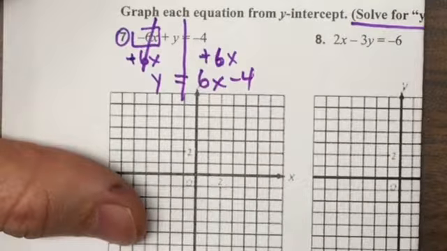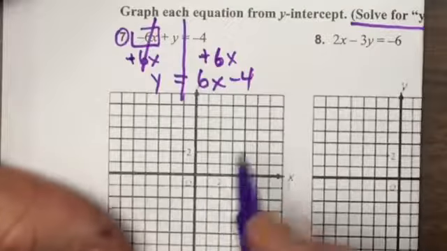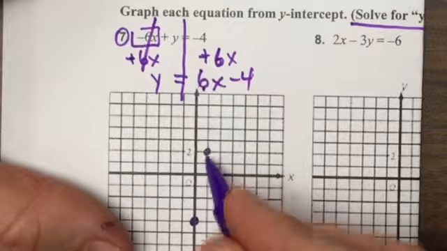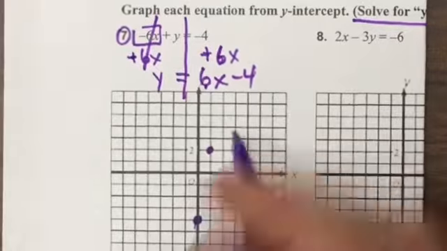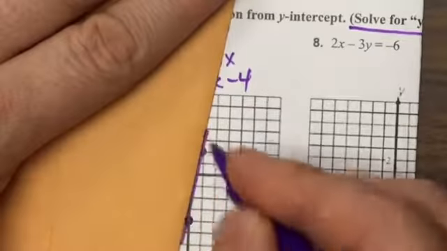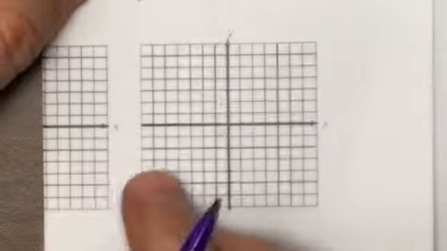Now, they want us to graph it from the y-intercept. Here's my y-intercept, it's negative 4. Down 4. And my slope is up 6 over 1. There's my 2 points. I can use a ruler, or I'm just going to use an envelope. That's all I have. I'm going to graph that little line there. Okay? I'm going to go ahead and do number 9, same way.